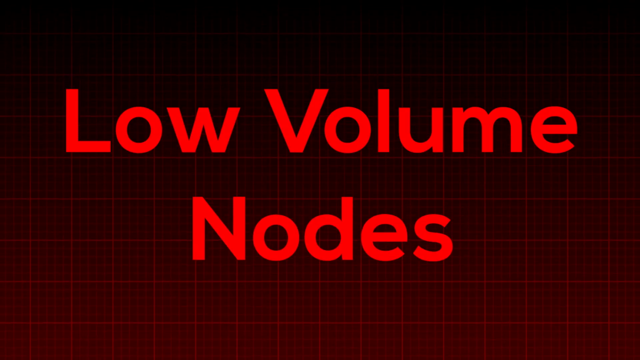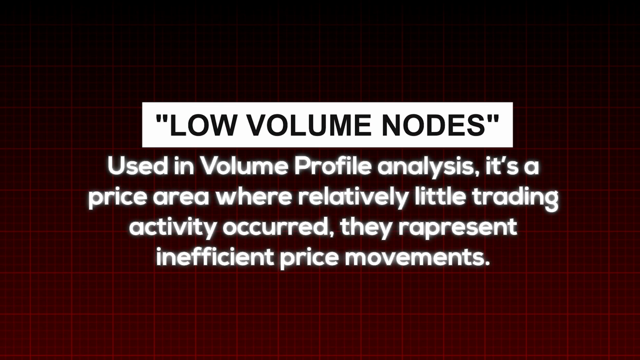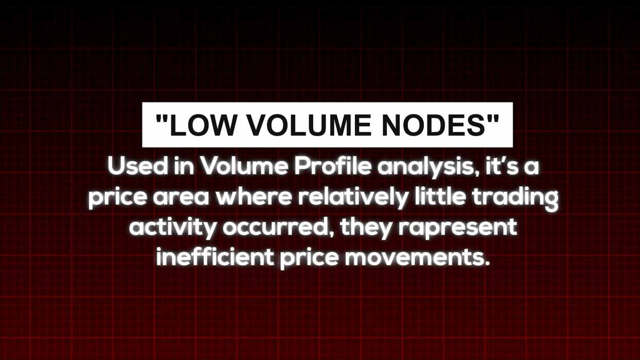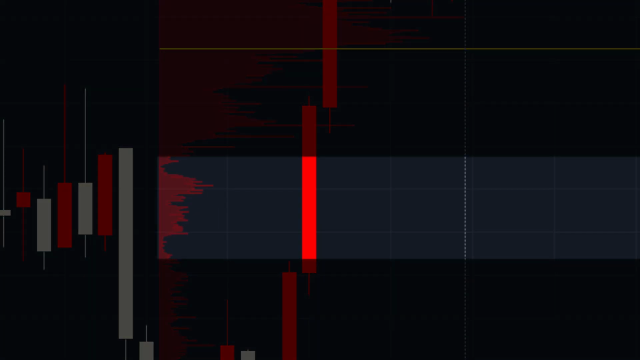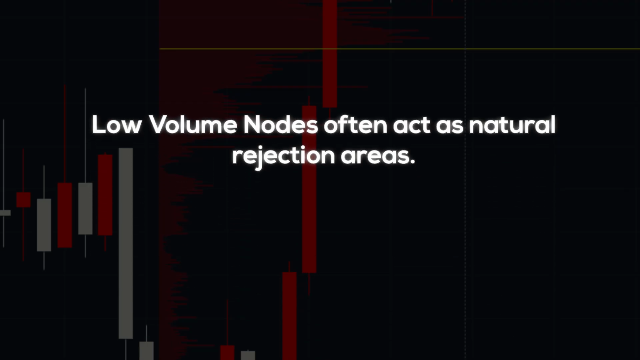Now let's talk about low-volume nodes. Low-volume nodes come from volume profile analysis. A low-volume node is a price area where relatively little trading activity occurred. In auction terms, these areas represent inefficient price movement. The market moved quickly through those levels without building much participation or agreement. Because of that, low-volume nodes often act as natural rejection areas.